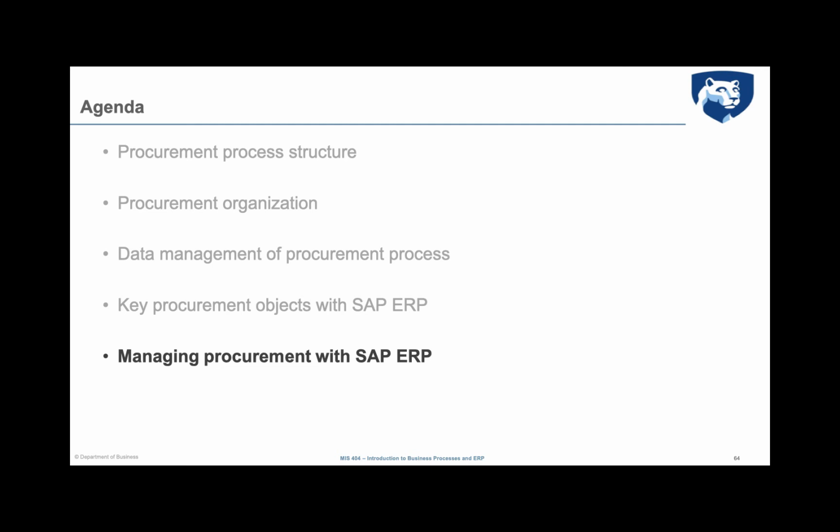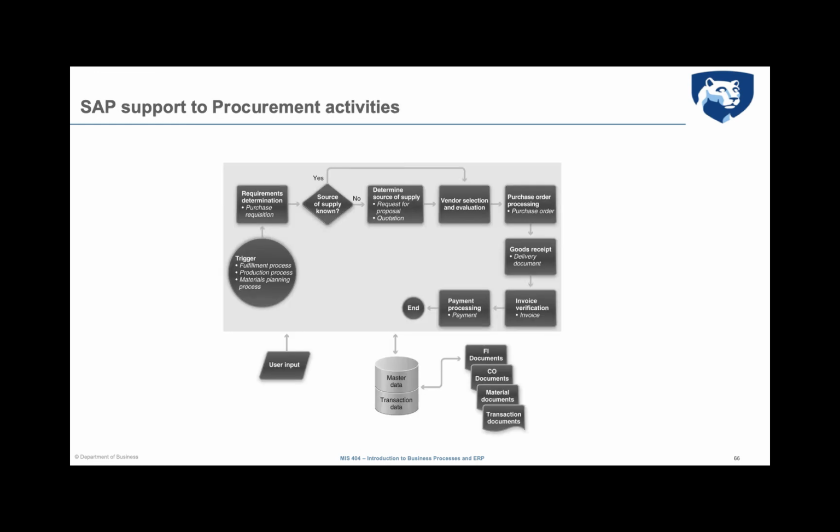Okay, so we can now analyze in more detail how we can manage procurement using SAP ERP, so which are the main activities and processes that are supported. Here you can see the processes that are mainly supported by SAP.